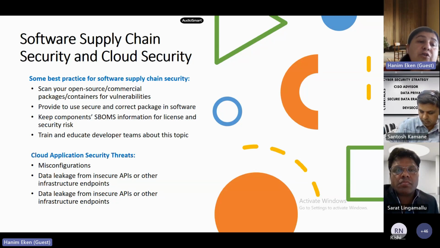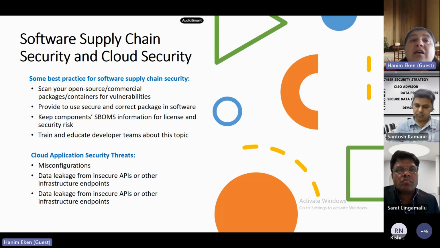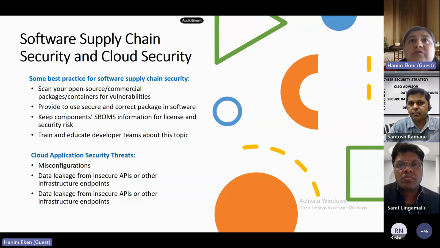So at first, companies or organizations can scan their open source or commercial packages and containers for vulnerabilities. At the same time, this lets companies or organizations know their software bill of materials for builds. They understand, for example, when a developer downloads a framework to develop an application, generally they don't know which components are included. When you scan with tools like these, they know the software bill of materials. So it gives information about license and security risk, and whether these components have any security vulnerabilities.